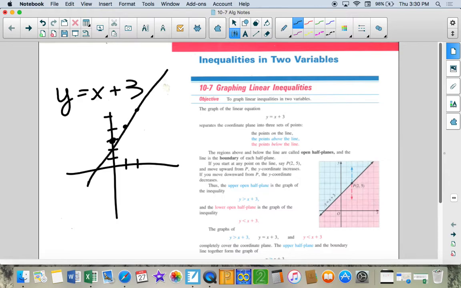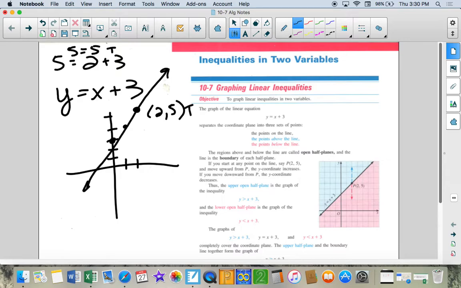So we get 3 points, and that line would represent all of the solutions, meaning if we took this point right here, which is (2, 5), 1, 2, 3, 4, 5, we plug it back into the equation, y equals 5, x equals 2, we would get 5 equals 5, meaning it's a solution.